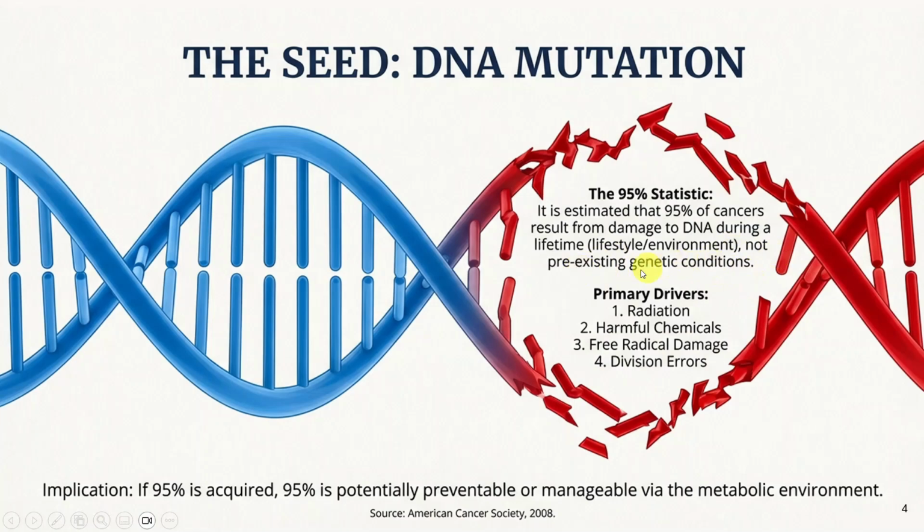The primary drivers, you're like, well, what are these caused by? Well, radiation is one. So this is what can cause further DNA mutations. Free radical damage, especially from fried foods and other things. It could be internal, sourced from food and things like that, or division errors. And so the implication is this. If 95% is acquired, that means, there's good news here, 95% is potentially preventable or manageable via the metabolic environment, meaning what we do. So this is very important. This is empowering.